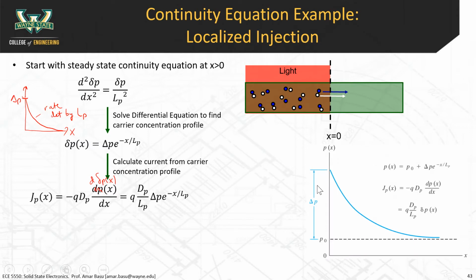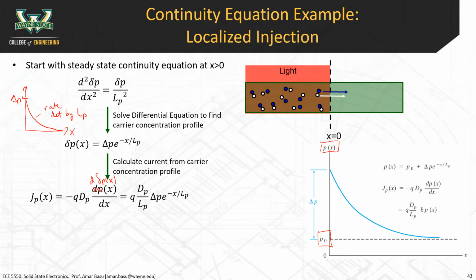These are what the actual results look like. So this is a plot showing p of x, delta p of x. This is the excess electron concentration. Oh, no, I'm sorry. This is actually showing p of x. My bad. Notice that this is decaying down to p0.